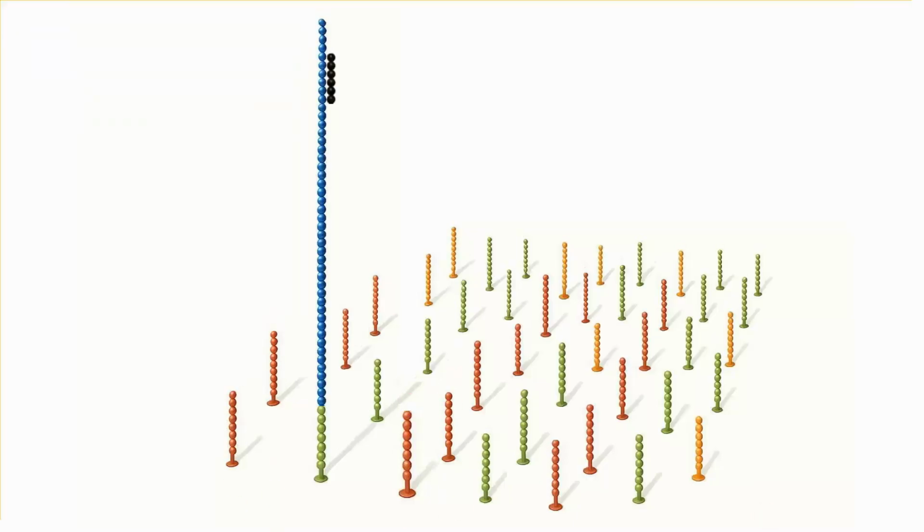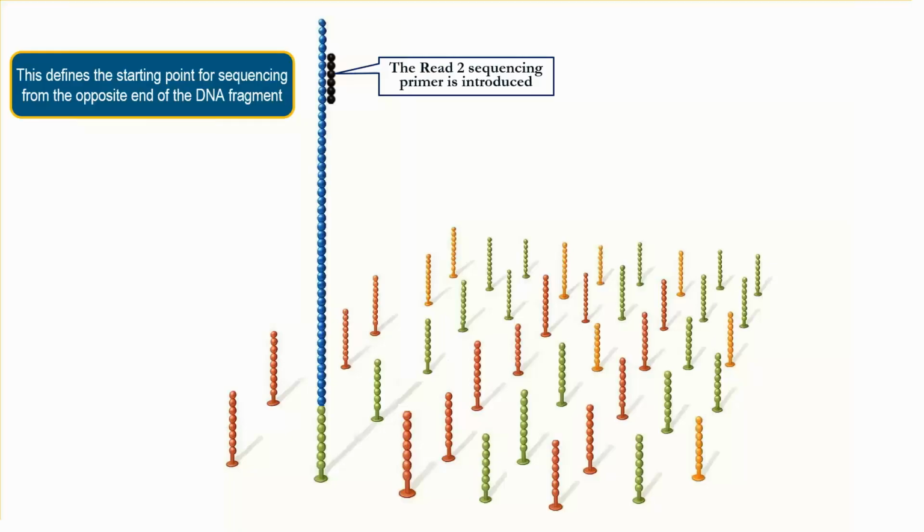At this point, the read 2 sequencing primer is introduced. The read 2 primer binds to its specific primer binding site present on the adapter sequence. This defines the starting point for sequencing from the opposite end of the DNA fragment.